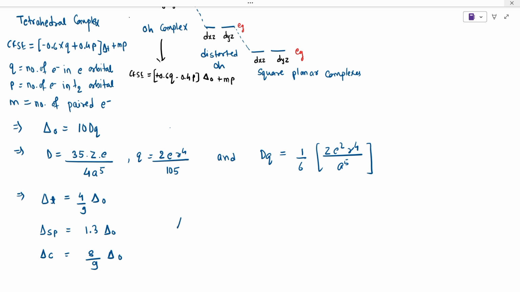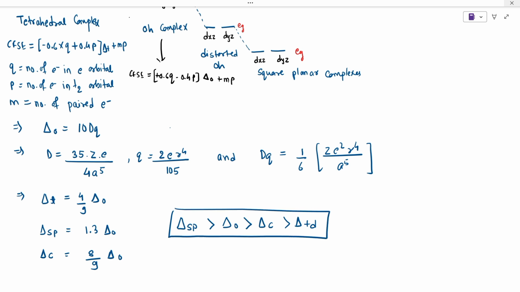We can write the general trend. Square planar has the highest crystal field energy, then octahedral, then cubic, then tetrahedral. So this is the order of energy for different complexes.